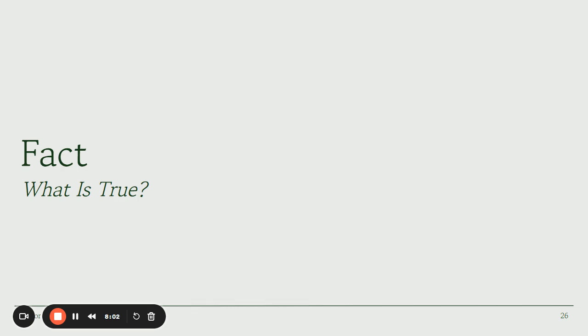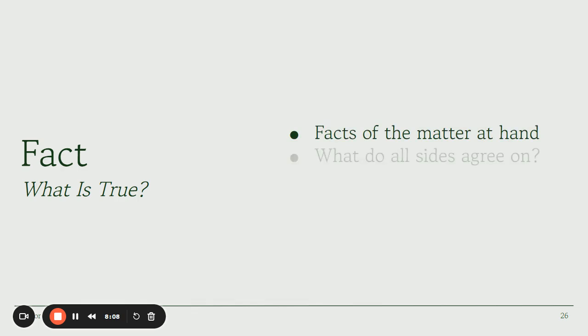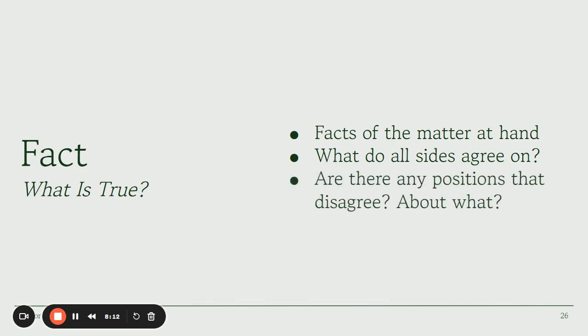Fact asks the question, what is true? It focuses on the matter at hand. What is really happening here? In many cases, there will be much consensus here among all sides and just a few points of contention. For example, we might all agree that global temperatures are rising on average across the last 50 years, but we might argue about whether or not this is caused primarily by human activity. This is a disagreement upon the facts at hand.